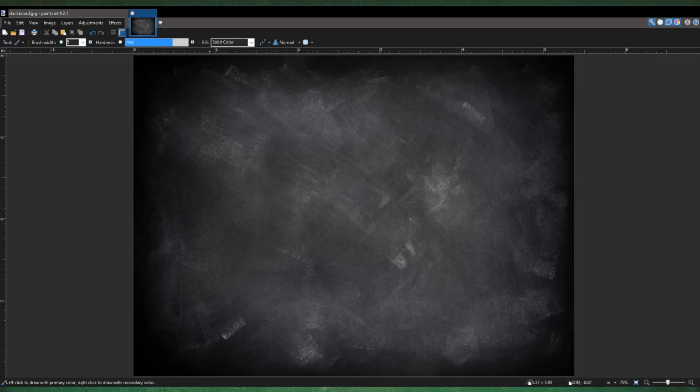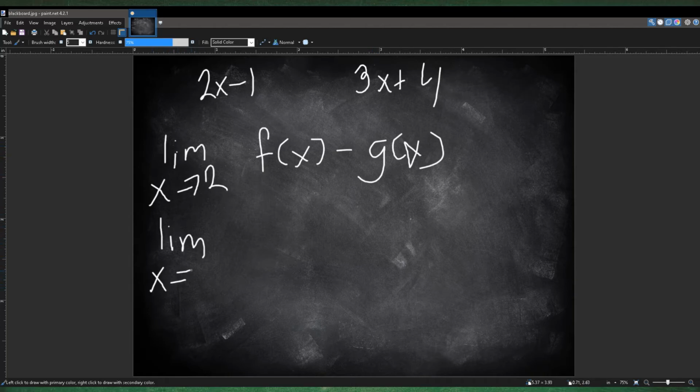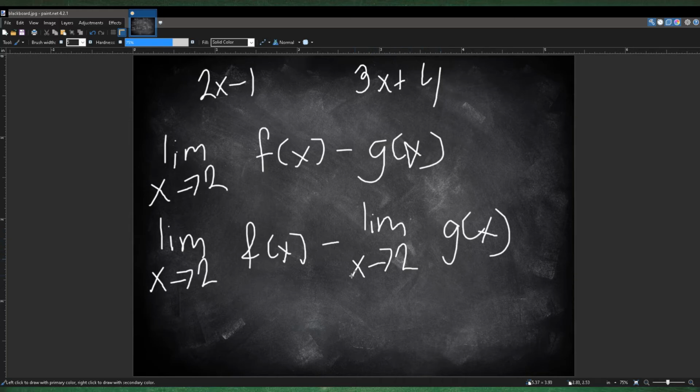So subtraction, generally the same idea. So 2x minus 1, 3x plus 4. So we have limit of x approaches 2 of f of x minus g of x. So same thing, limit of x approaches 2 of f of x minus limit of x approaches 2 of g of x. Right? The same case as the plus, but now instead it's a minus. So 2x minus 3x is negative x. Negative 1 minus 4 is negative 5. So plug in 2, so negative 2 minus 5 is negative 7.